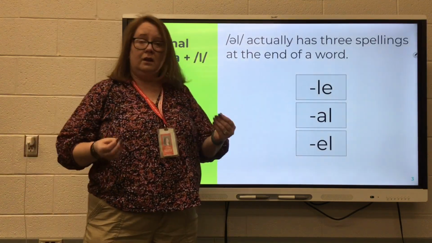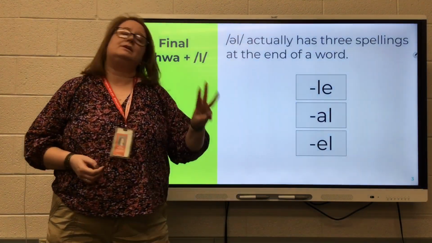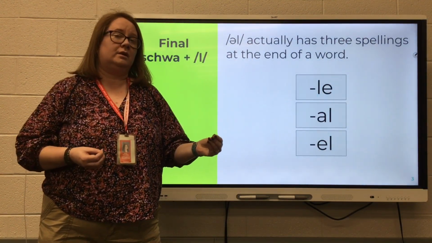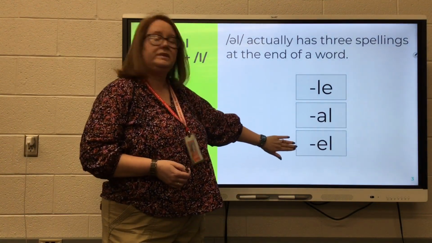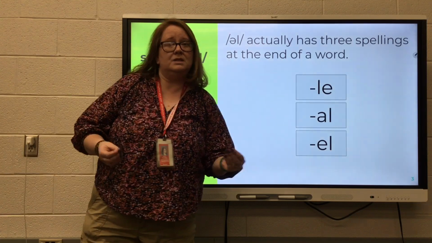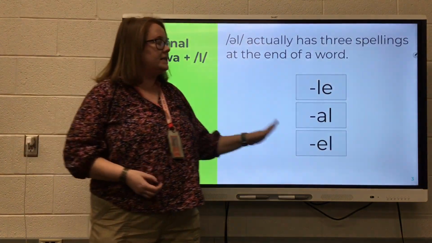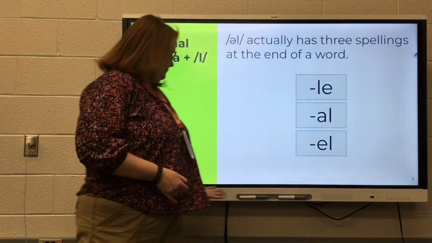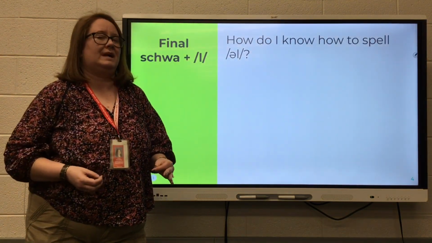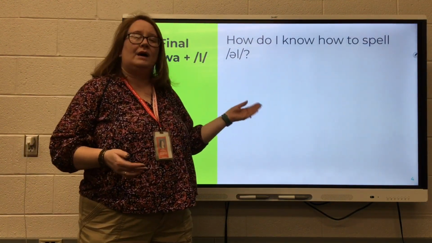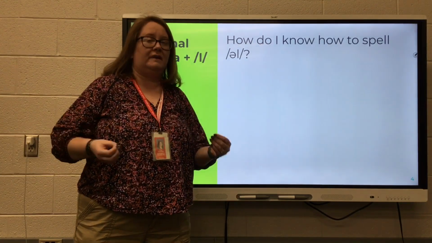Now, ul, though, actually has 3 different spellings at the end of a word. We have the LE spelling, AL spelling, or the EL spelling. Reading these words is pretty easy because they all say ul. However, it gets tricky when we're trying to spell them, because how do I know how to spell that ul final syllable?